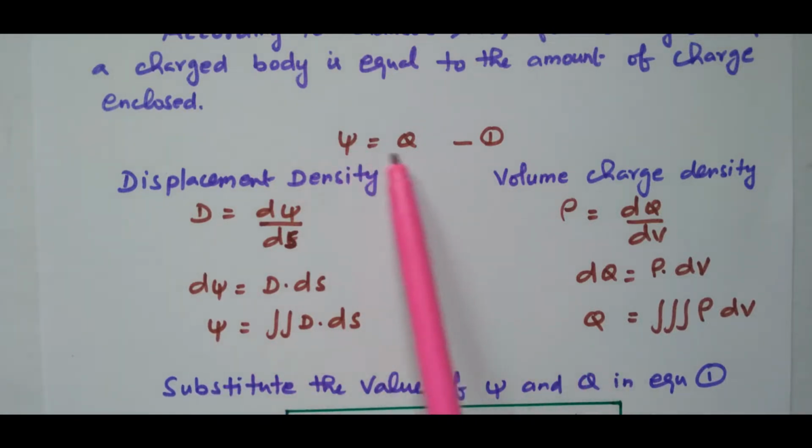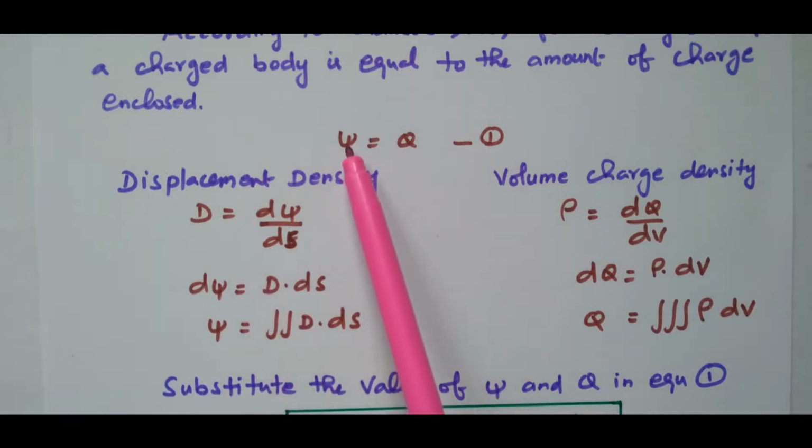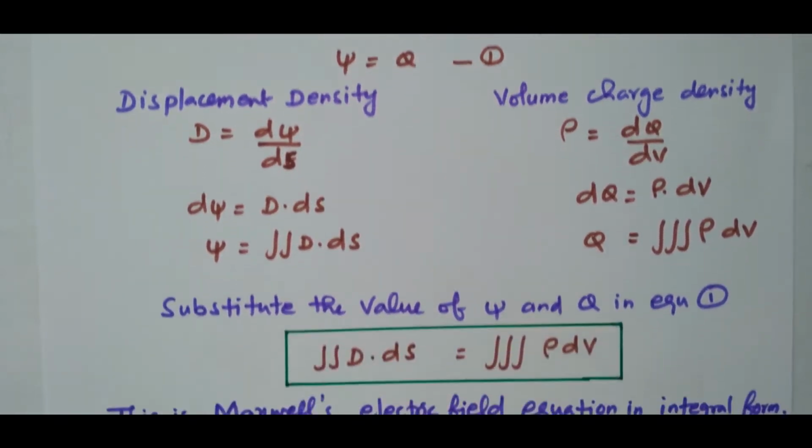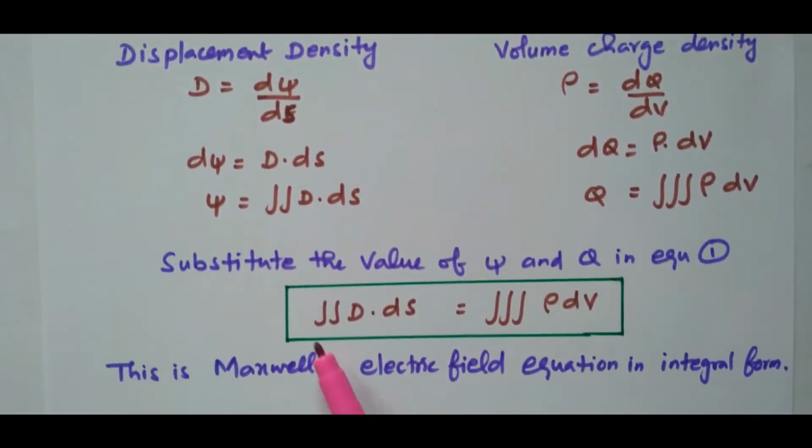So that can be substituted in equation 1. Phi can be replaced by this term, q by this term. So equation 1 now becomes double integral D dot dS equal to triple integral rho dv. This is nothing but Maxwell's third equation in terms of electric field, in integral form.